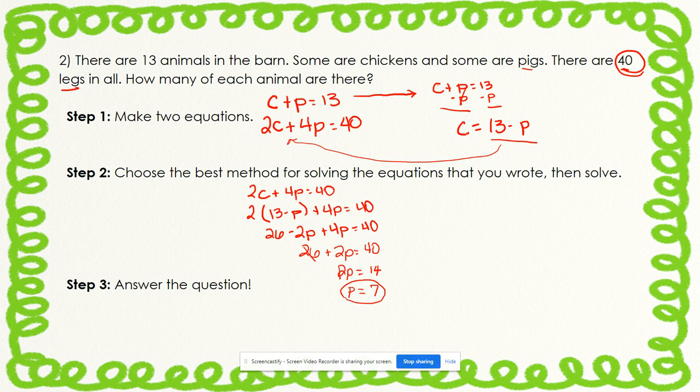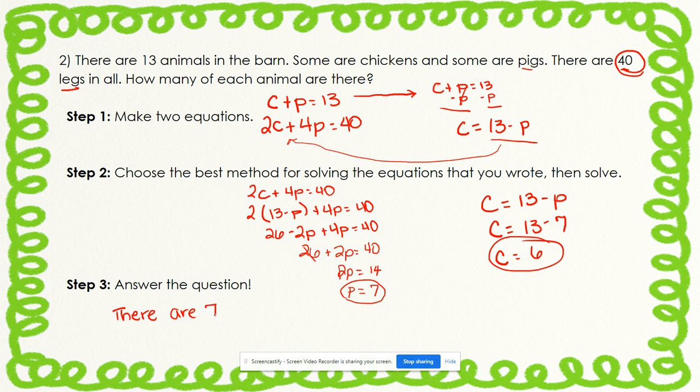Now I'm going to plug that into the equation that I wrote over here, which was C equals 13 minus P, so I can figure out how many chickens I have. So I'm going to plug in 7 for P, so this will be 13 minus 7. And when I do 13 minus 7, I get 6. So finally, I just need to answer my question. And my question asks, how many of each animal are there? So there are 7 pigs and 6 chickens.